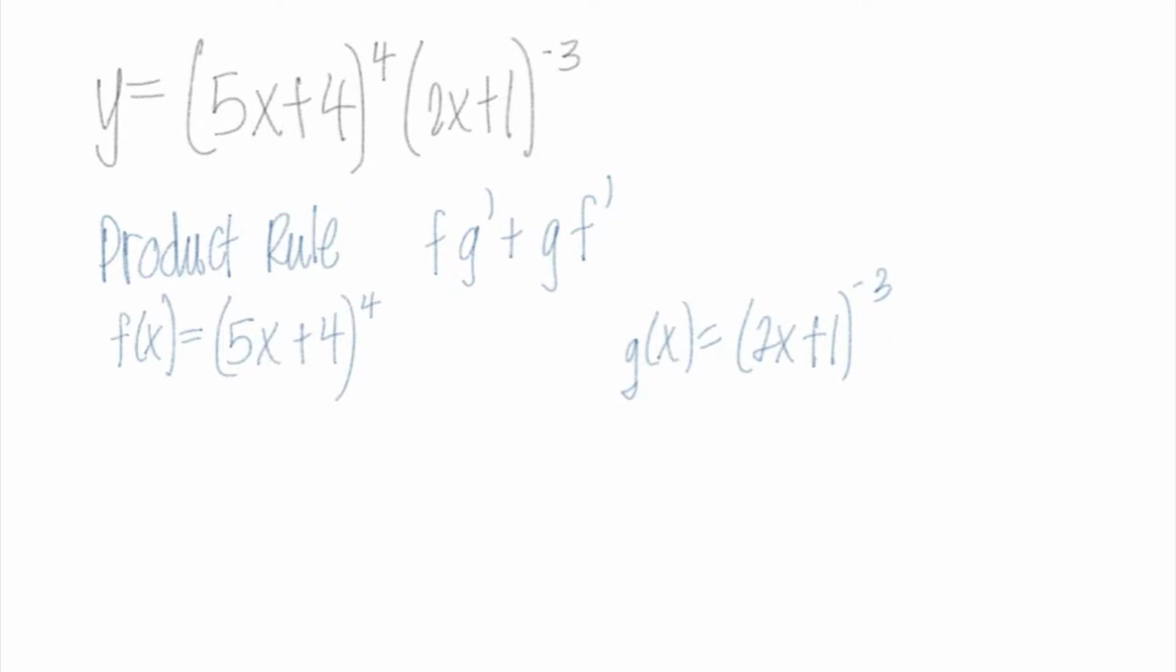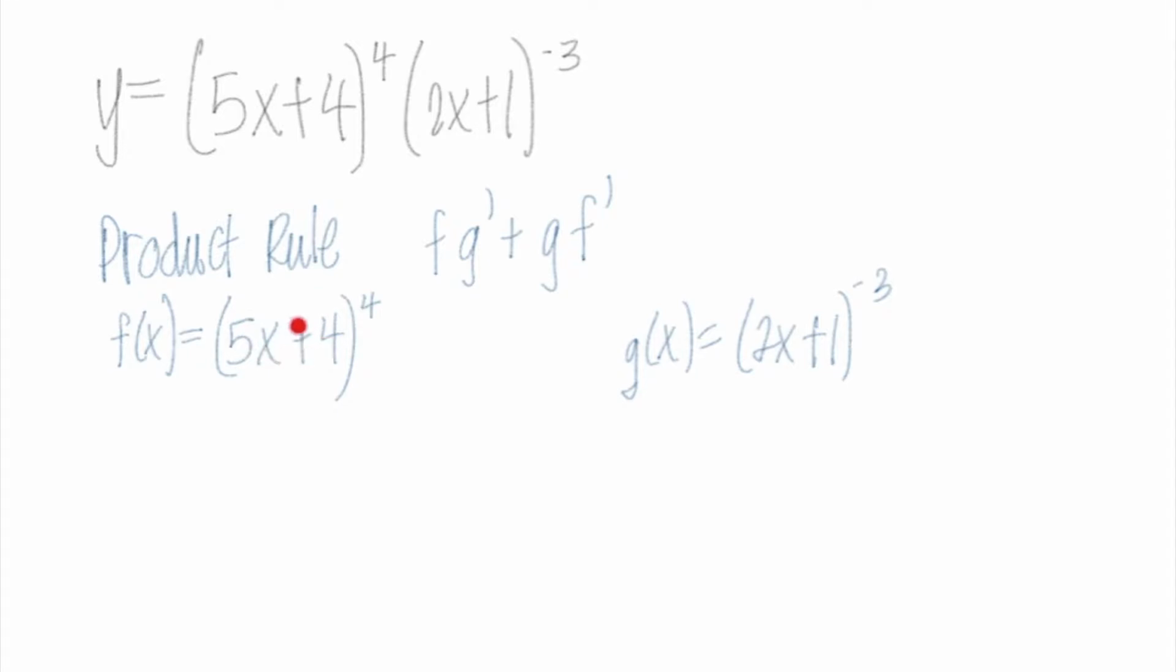What makes this product rule special is that the functions being multiplied are going to be chain rules. That first function, 5x plus 4 to the fourth, is a function within a function. Same thing with your g of x, your second function back here. That's a function within a function. Okay, so let's take the derivative of the first function, 5x plus 4 to the fourth.